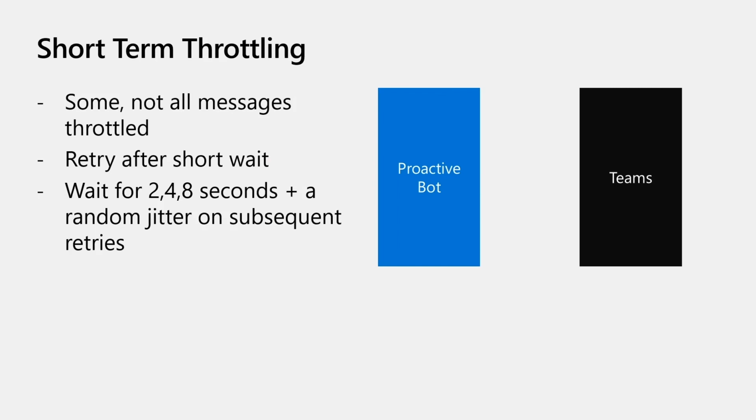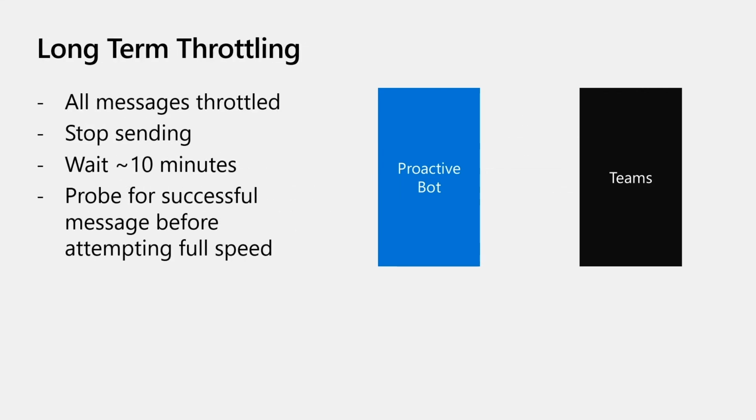Much like many public APIs, the bot send can be throttled. What makes bot throttling unique is the two-tiered mechanism. The first type of throttling is the short-term throttling. This is very similar to the throttling most APIs exhibit when a service decides the short-term behavior of an app needs to slow down. In this case, some of the messages will be throttled, but not all. We recommend that the bot employ a short wait of a second or two, then attempt to send the message again. Subsequent throttles should wait longer, and we recommend an exponential backoff of 2, 4, and 8 seconds with a randomized jitter of about a second.